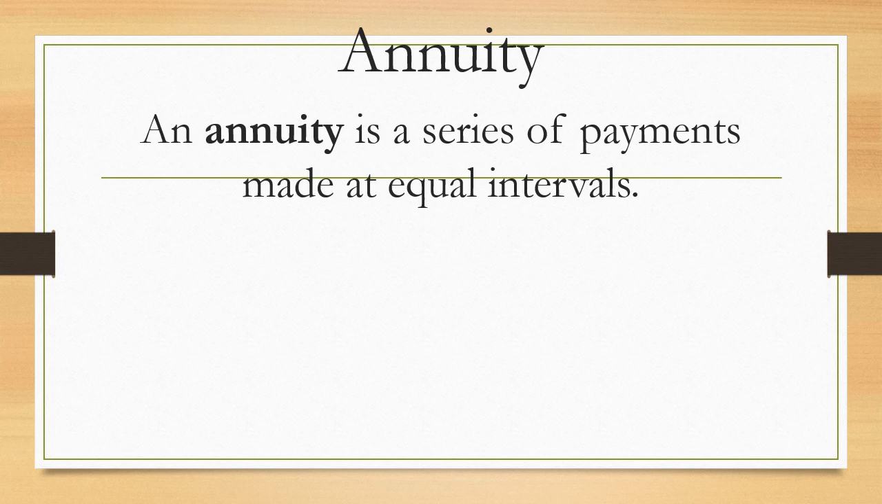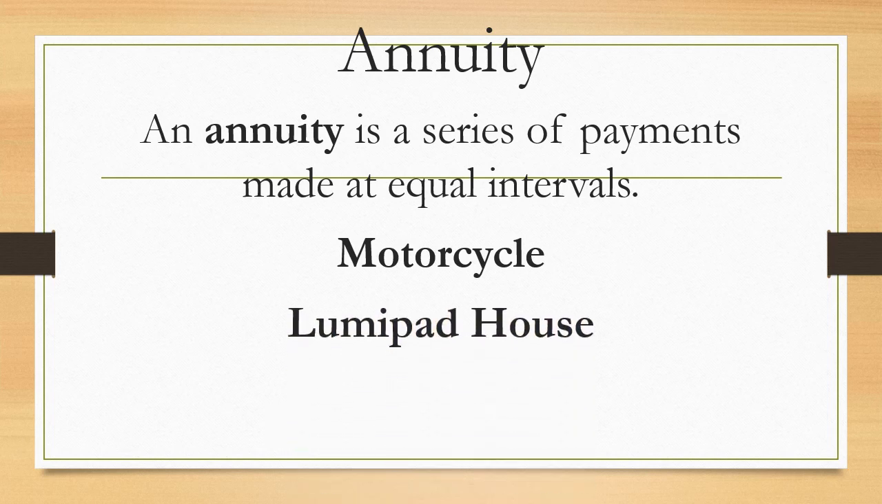For example, you bought a motorcycle on installment basis. You're paying 3,000 monthly, so that is a series of payments. Monthly, you're going to pay 3,000, so equal intervals, meaning every month. How about a house? You purchase it on installment basis also, paying 12,000, for example, every quarter of the year. So again, you're paying a series of payments, which is 12,000, at equal intervals, every quarter of the year.